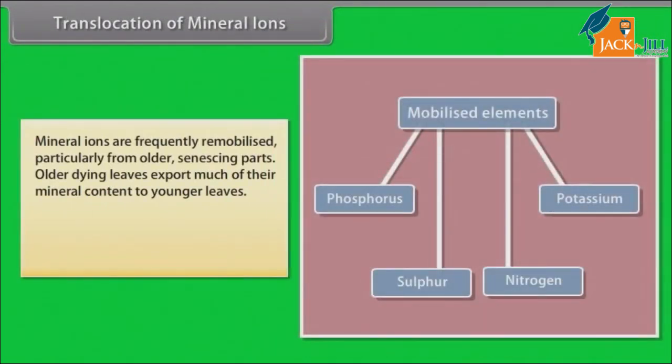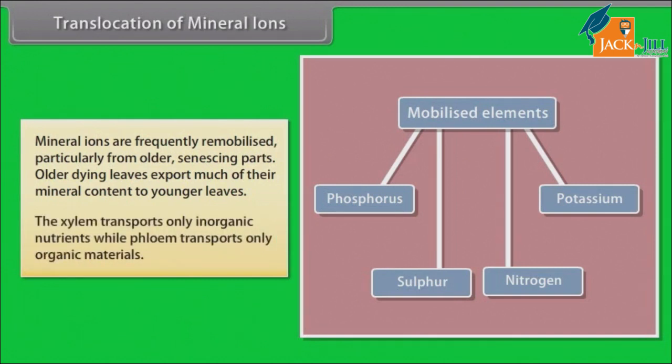Mineral ions are frequently remobilized, particularly from older, senescing parts. Older dying leaves export much of their mineral content to younger leaves. Similarly, before leaf fall in deciduous plants, minerals are removed to other parts. Elements most readily mobilized are phosphorus, sulfur, nitrogen and potassium. Some elements that are structural components, like calcium, are not remobilized. So, the xylem transports only inorganic nutrients while the phloem transports only organic material.